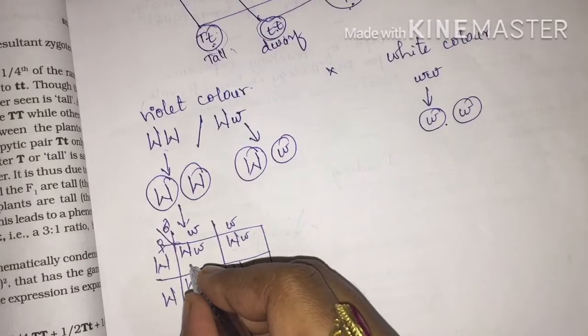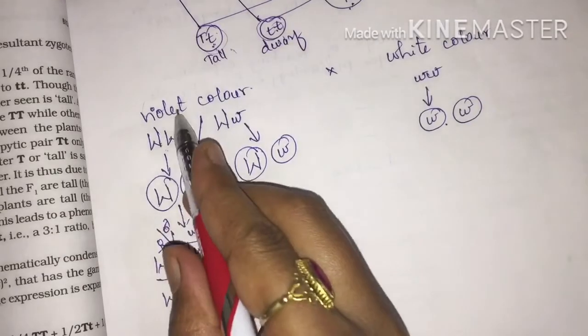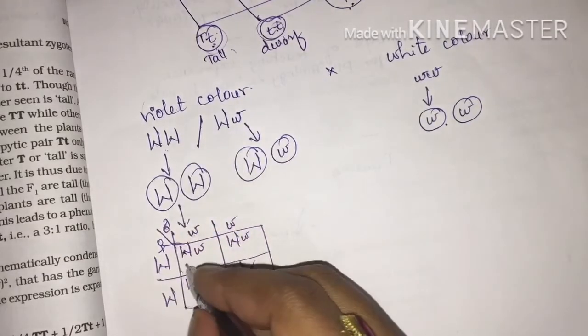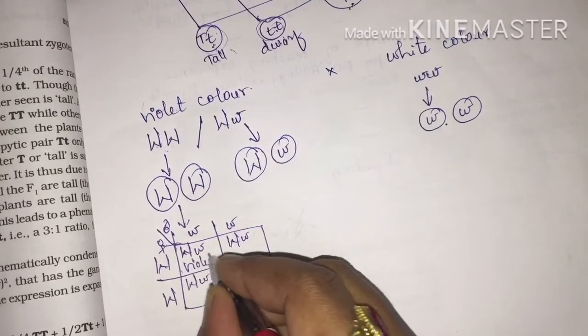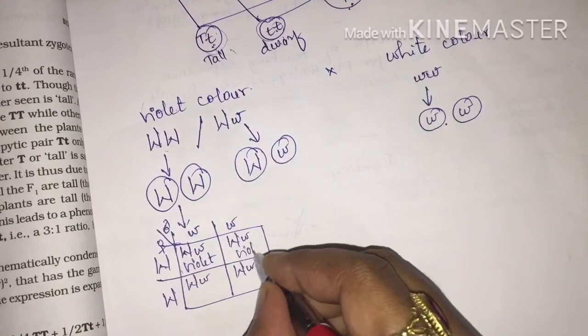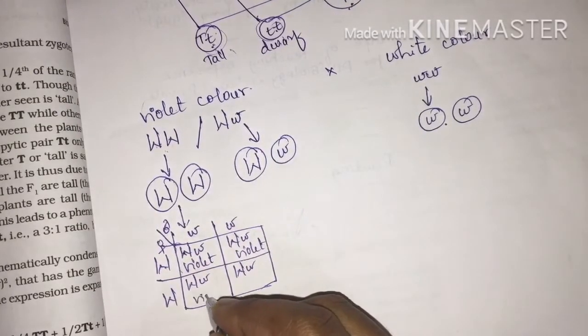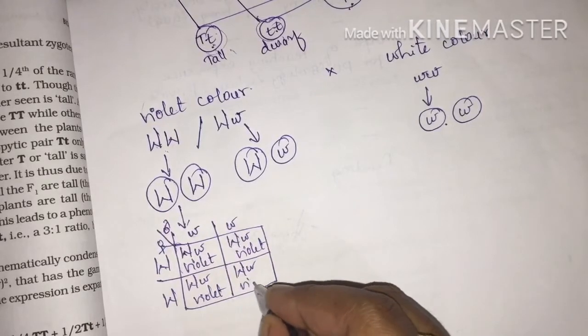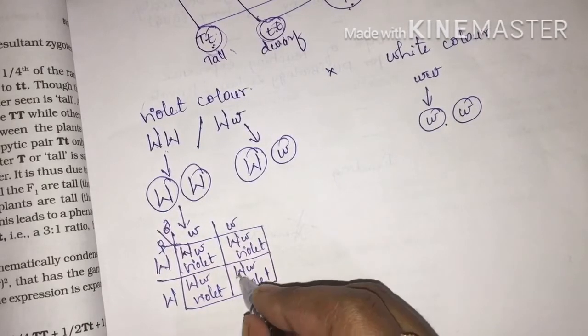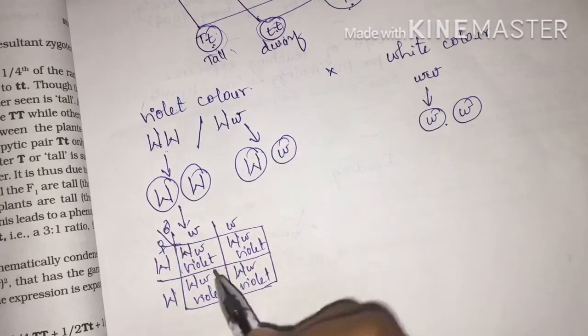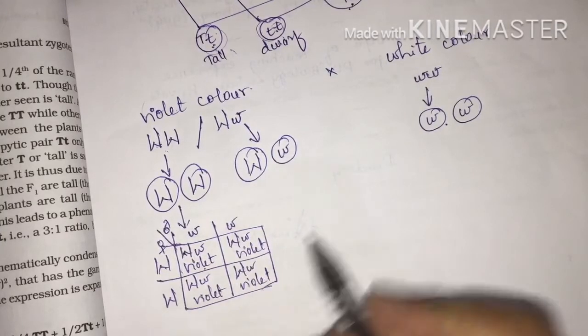Now this one is capital, which means violet. For violet we have used capital W, so it is violet. Here also violet, violet and violet. How are we writing violet? Because wherever there is a capital W, the capital will express. So violet you have 4 times.